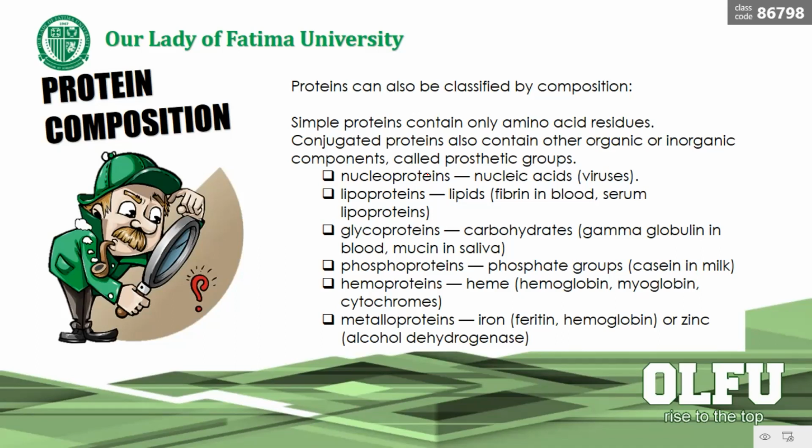Ayan, hemoglobin, myoglobin. Then metalloproteins are proteins that contain iron, zinc, and other metals. Okay, merong mga ganong proteins. For example, yung sa digestion of alcohol, no? From alcohol to an aldehyde, kino-convert yan in our body. The alcohol dehydrogenase, it contains zinc. Zinc plus a protein.